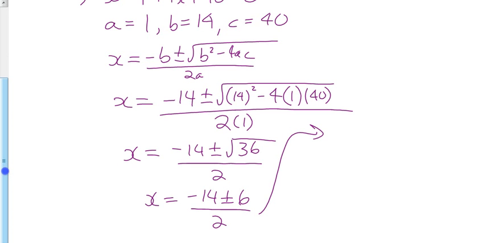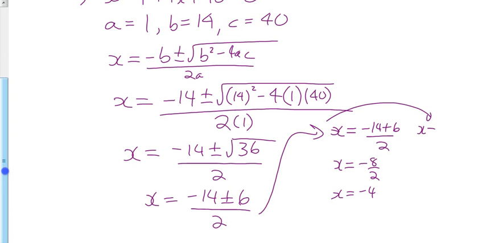Now, if you have two nice answers, then you should state them both, not just leave it in that form. If it's a radical, then you can just leave it in that form. So we get negative 14 plus 6 over 2, which is negative 4. And we get negative 14 minus 6 over 2, which is negative 10. Which means that the actual factors were x plus 4 and x plus 10, so apparently there are two numbers that do multiply to 40 and add to 14.